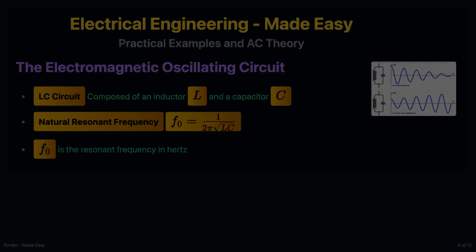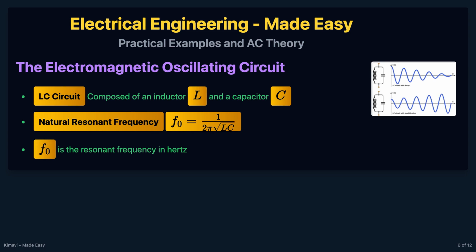An electromagnetic oscillating circuit, or LC circuit, consists of an inductor, denoted as L, and a capacitor, denoted as C, connected together. It can oscillate at its natural resonant frequency, given by the formula f0 equals 1 over 2 pi times the square root of LC, where f0 is the resonant frequency in hertz.